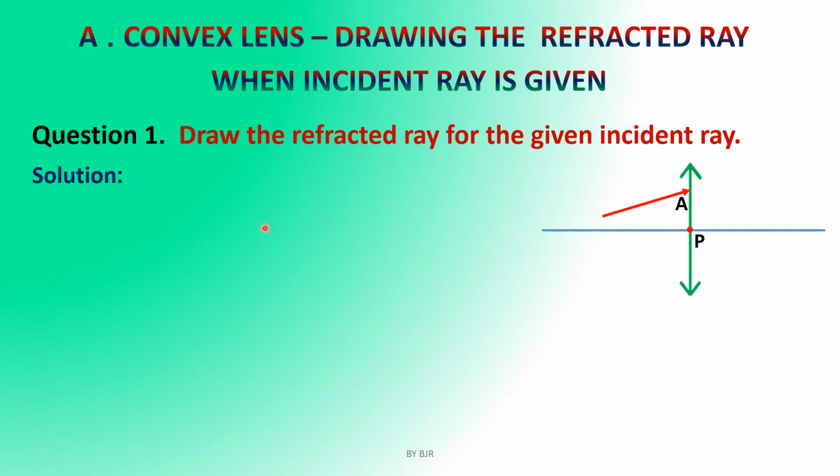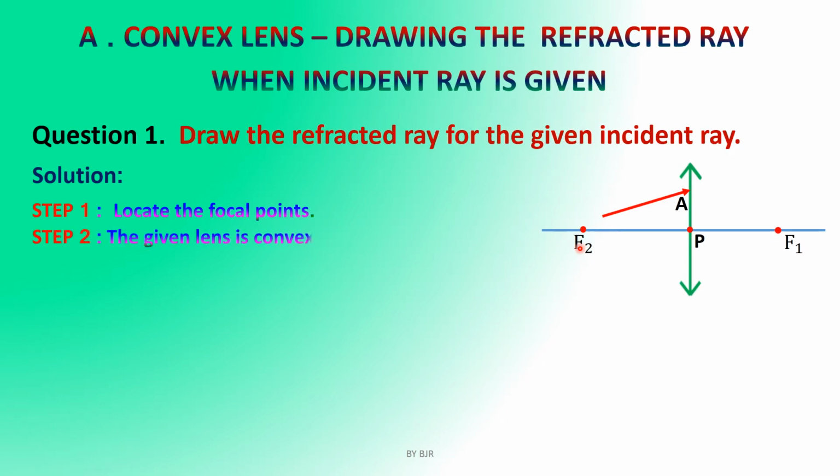Solution. Step 1. Locate the focal points. For this convex lens, we have to locate the focal points. Here, F1 and F2. F1 and F2 are the focal points. After locating these two focal points, let us move to the step 2.